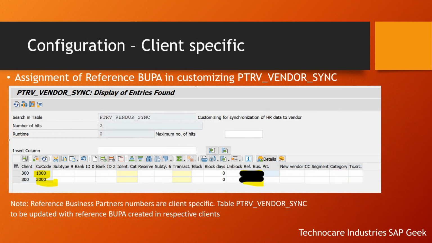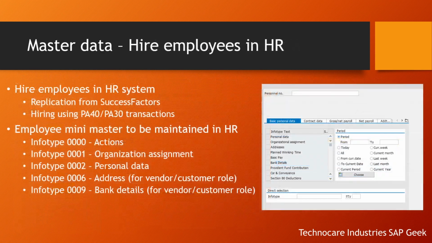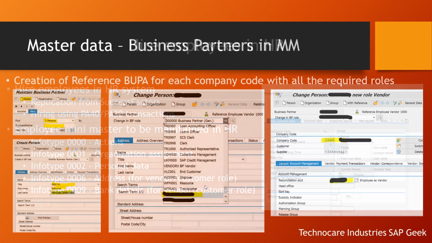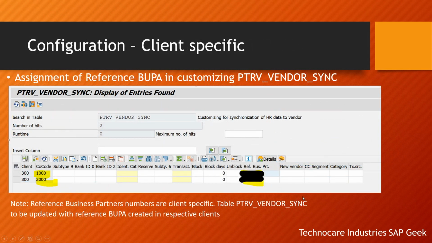The next step is assignment of the reference business partners in the customizing. This is the same table that we had configured earlier. Let me come back to the configuration step. This is the default vendor data of employees in the role FI Supplier. This configuration will move to the test client, and at client level we need to update the reference business partners against its company code.